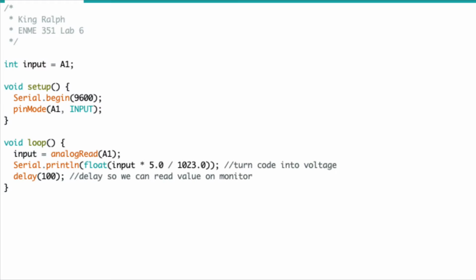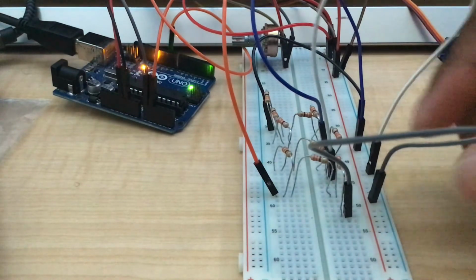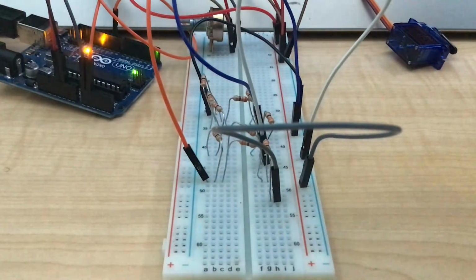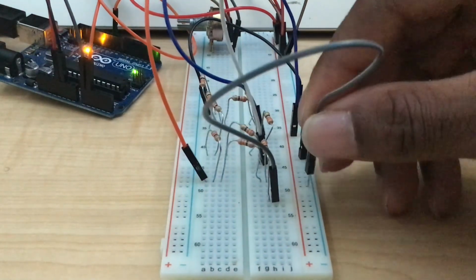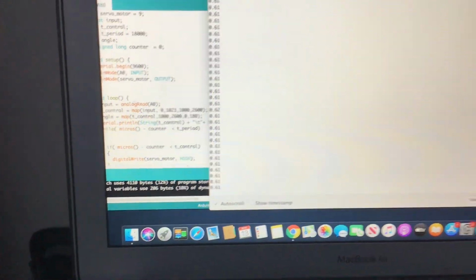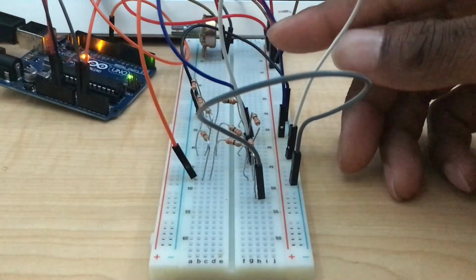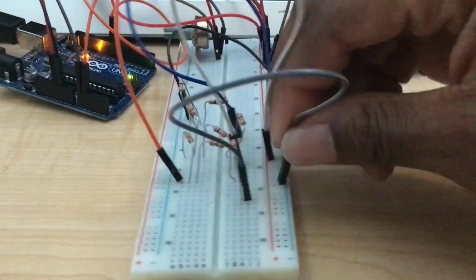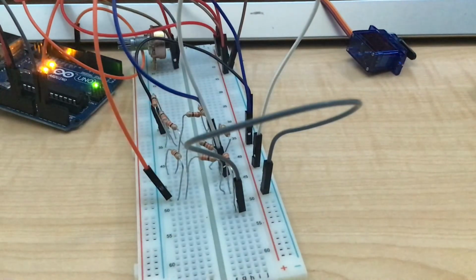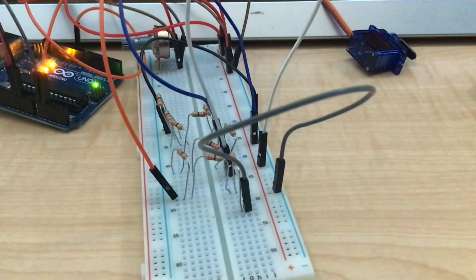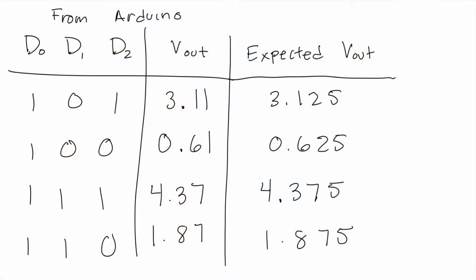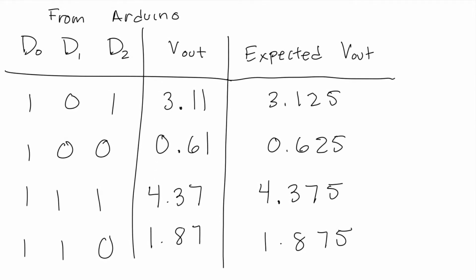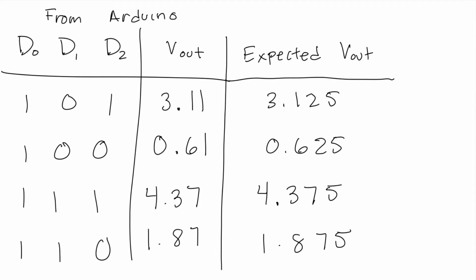Here is the code to test the output of the DAC after building the circuit. Here is the table of inputs tested, and we see the physical circuit aligns well with the theory and simulation.